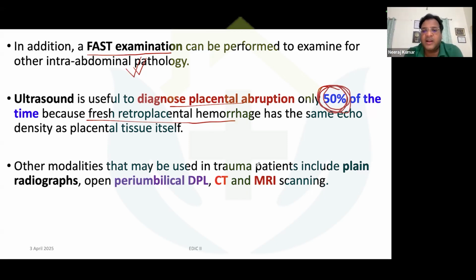That's why other modalities may be used, like plain radiograph, open periumbilical diagnostic peritoneal lavage, and sometimes CT and MRI, based on the timing and the situation. MRI and CT come under the secondary survey, while plain X-ray comes under the primary survey. That's why all these findings are important.